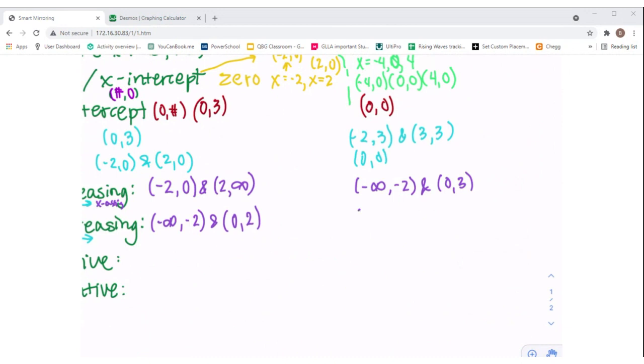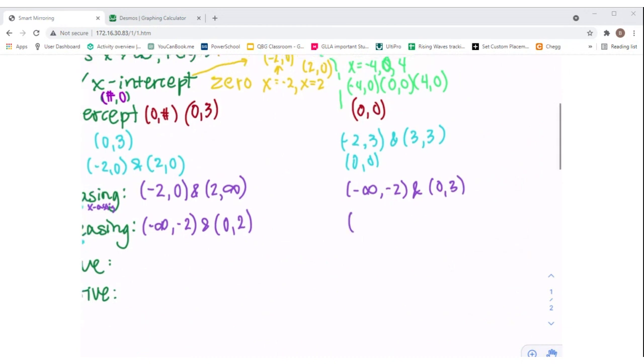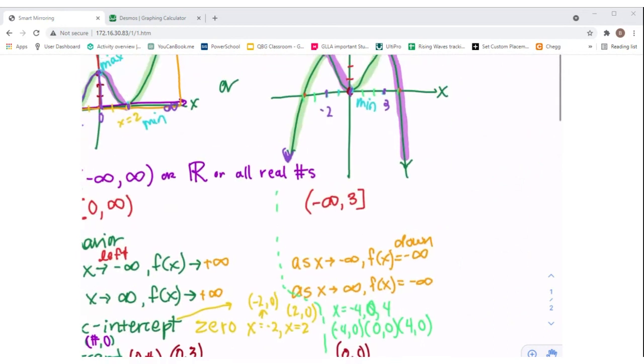If I want to look, I can just say I know that between -2 and 0, it's decreasing. And then from 3 to infinity. Let's just make sure that makes sense. So from -2 to 0, and then from 3 to infinity.